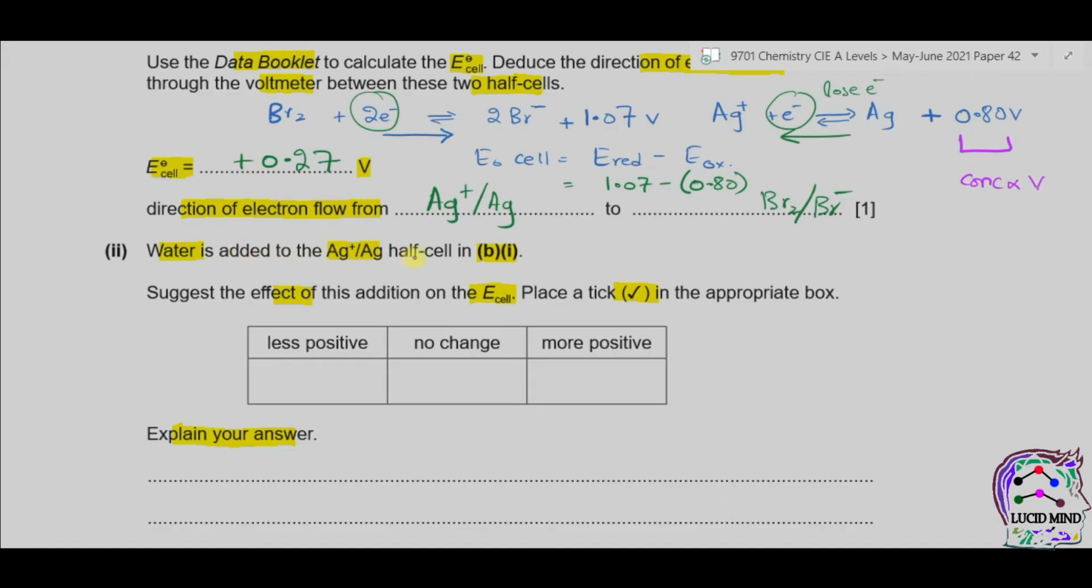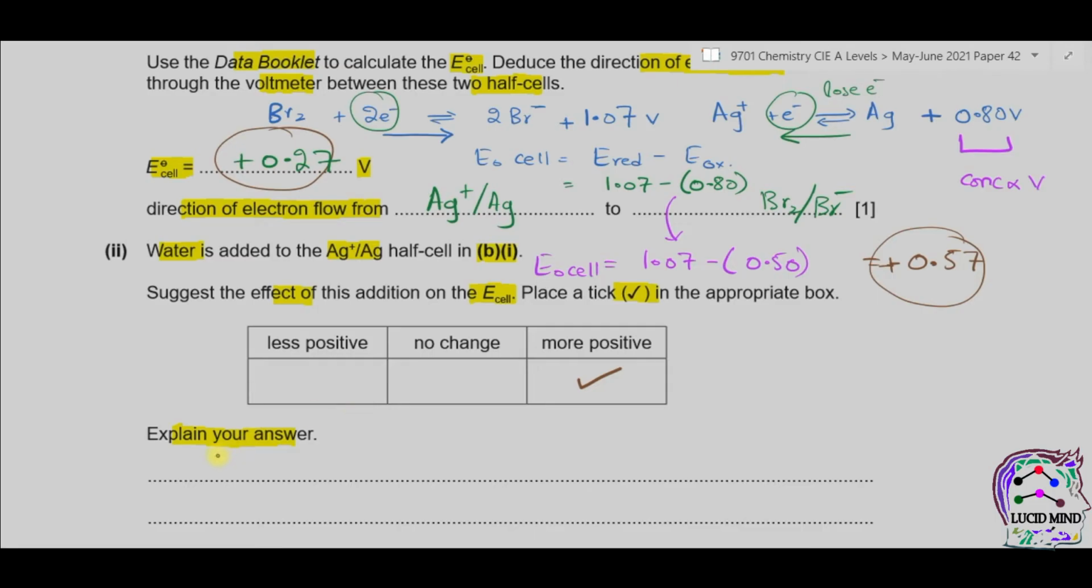When water is added to this half cell, the concentration will decrease, so therefore voltage will also decrease. So if initially the voltage was 0.8, let's say now the voltage has dropped to 0.5 as the concentration has decreased. Now let's see what is the result for E0 of cell. Now we can subtract these two and value is 0.57. Now we can see that overall E0 of cell has increased from 0.27 to 0.57. So it will become more positive.